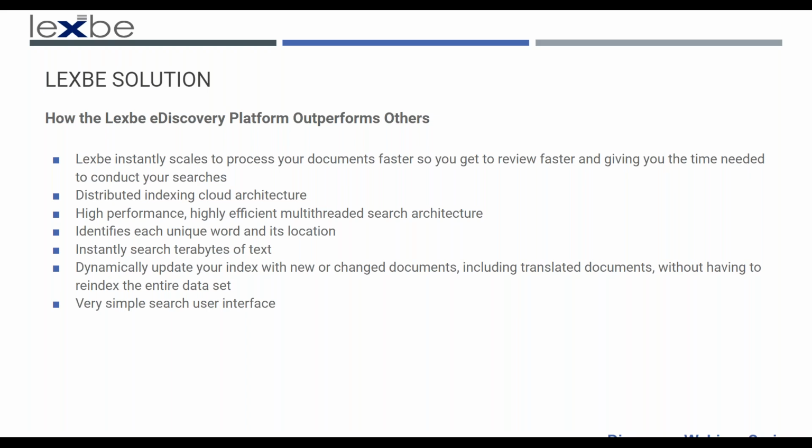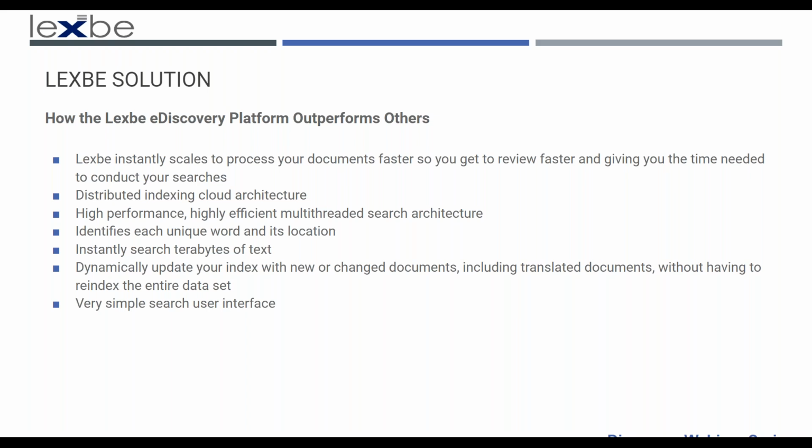So I already discussed how our platform scales to get you to review faster, but that same architecture enables you to search faster and get search results faster. Because you get high performance, highly efficient, multi-threaded search capability with an index that identifies each unique word and its location. This results in you being able to instantly search terabytes of text in split seconds and dynamically update your index with new or changed documents, including translated documents, without having to re-index the entire data set. So it's very agile, high performance, and very effective.